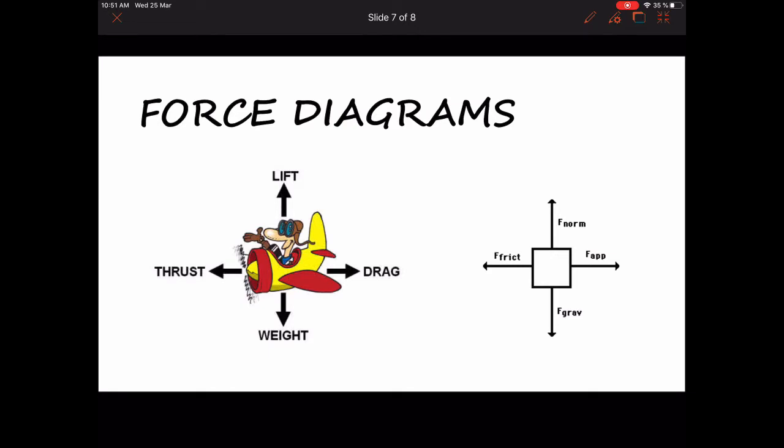So a force diagram is a drawing that shows the direction of the forces and sometimes the size or the magnitude of the forces. So in this example, we have a plane, and in this plane there are four forces acting on it. The weight pushing down, the thrust that makes it move forward, the drag or the air resistance, that stops a little bit the movement, that reduces the movement, and the lift or the upthrust that helps the plane to be in the air. So those are the four forces that are acting on the plane.